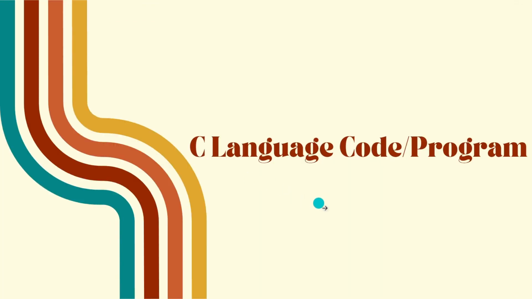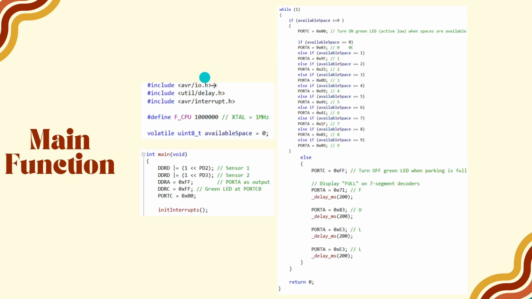For the C language program, we apply input, output, delay and interrupt, and then initialize the input and output, with sensor 1 and sensor 2 as the input, and port A and port C as the output. If the available space is less than 9, the green LED will turn on and display the number from 0 until 9. Else, the green LED will turn off at seat 10 and will display full.